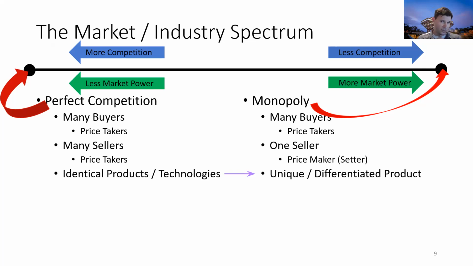Okay, differentiating your product. If you read Michael Porter's 5 Forces, it talks about some important things to help you improve your monopoly position. One of them has to do with making your product look different.